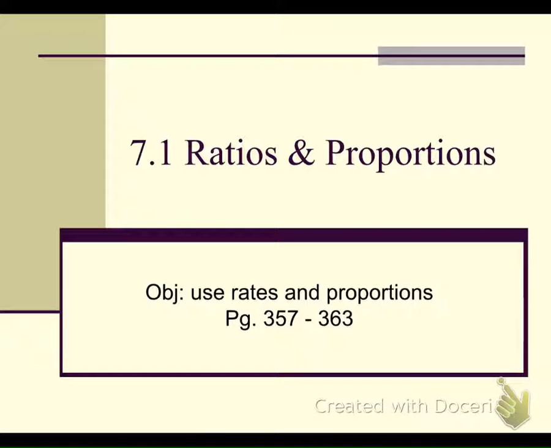So 7.1 is ratios and proportions. Our objective, which goes on the top of your guided notes, is to use rates and proportions. So that should be what's on your notes right now.